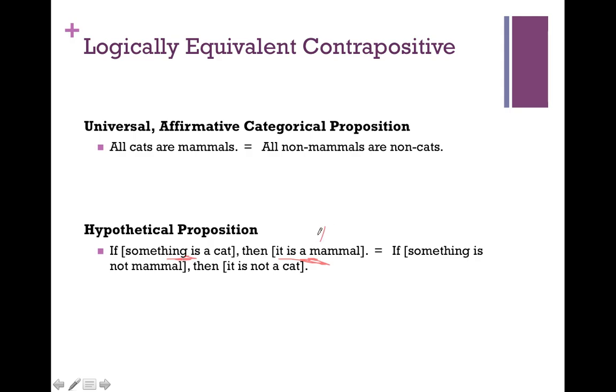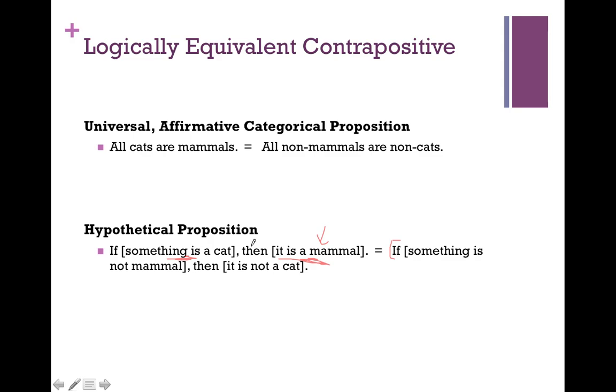So if the consequent doesn't occur, that means the antecedent doesn't occur either. And that's exactly what the second proposition is telling us. Let's say we're looking at some brand new animal, and we've determined that it's not a mammal. Then we know it's not a cat. It just can't be a cat, based on the first statement being true.